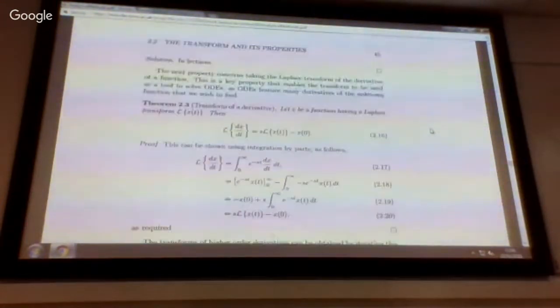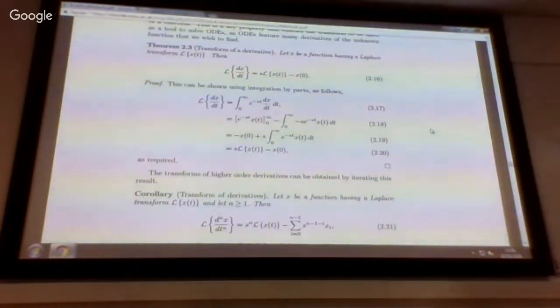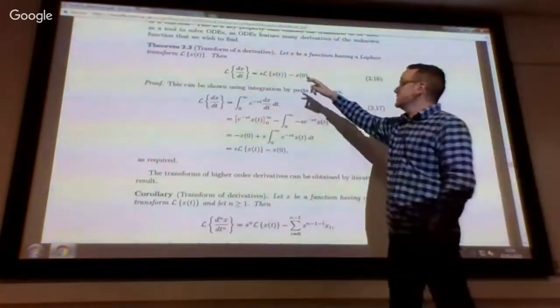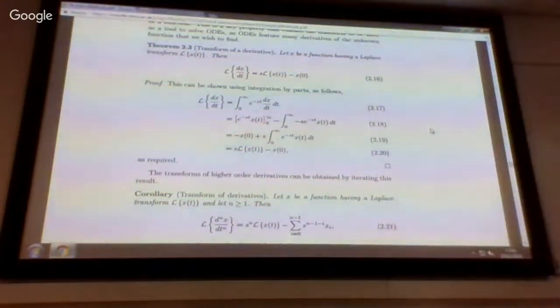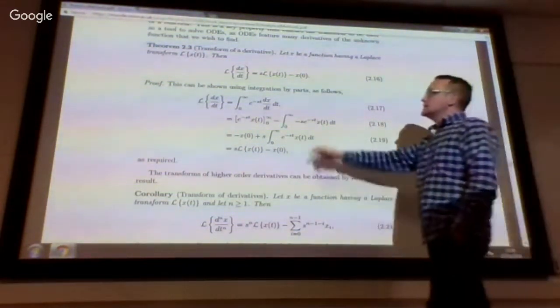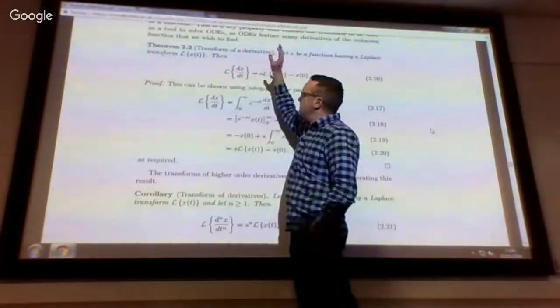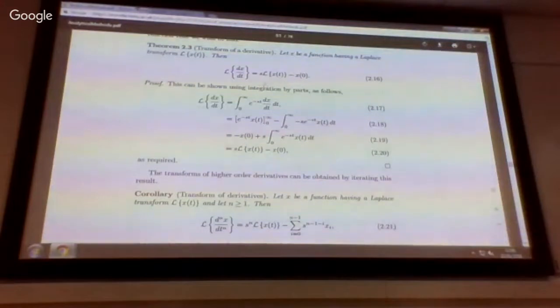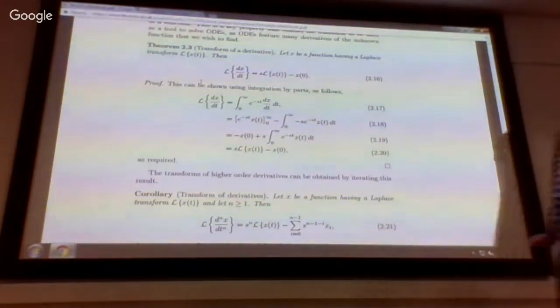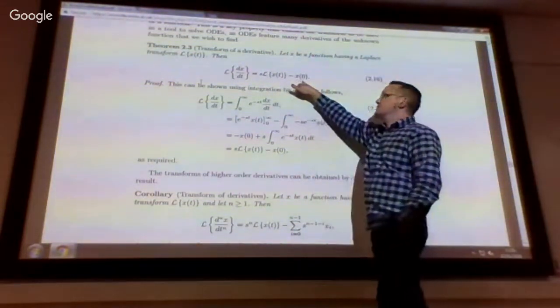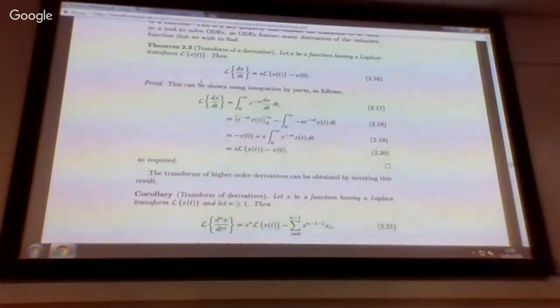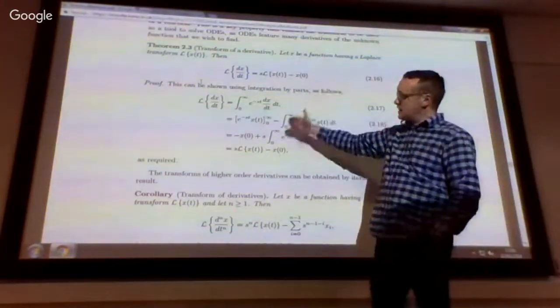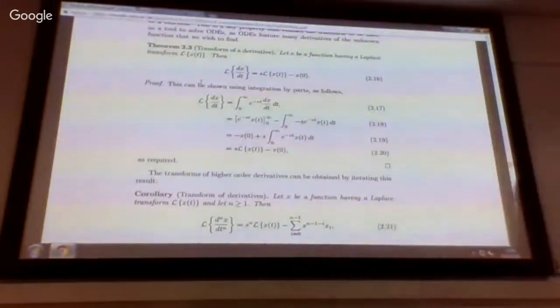The second key property was theorem 2.3, called the transform of a derivative property. If we have a function little x with a certain Laplace transform, this theorem gives us a strict relationship between the Laplace transform of the derivative of x and the Laplace transform of x. And it tells us that the Laplace transform of the derivative is s times the Laplace transform of x minus this constant, which is the initial value of x. Now, we proved that last time. It's an exercise in integration by parts using the definition of the transform. But this is the key property that makes it possible to use Laplace transforms for solving differential equations.